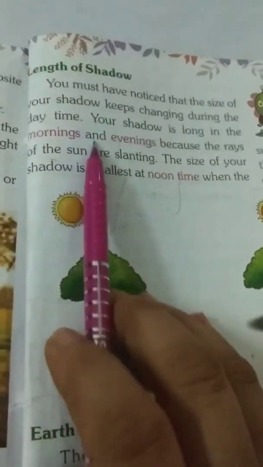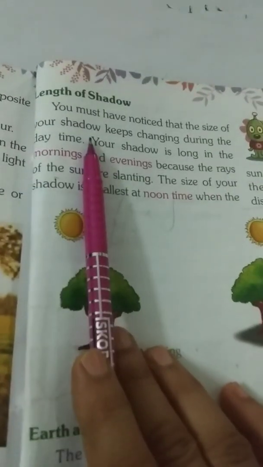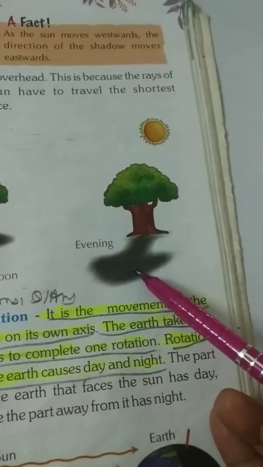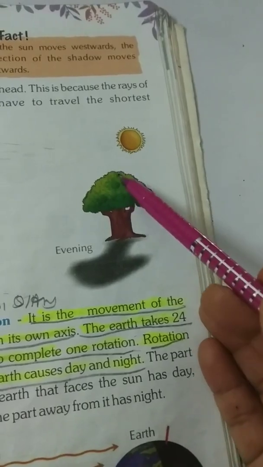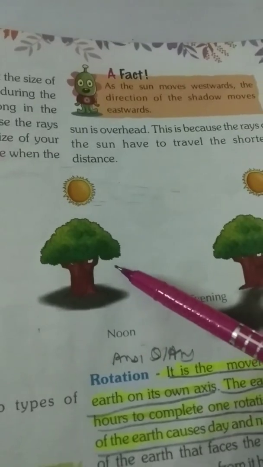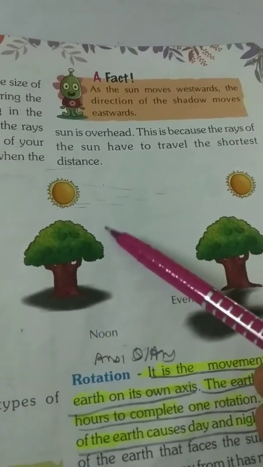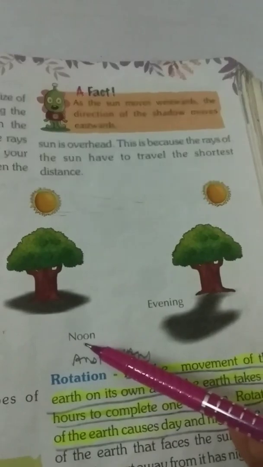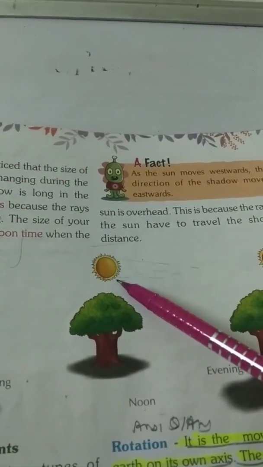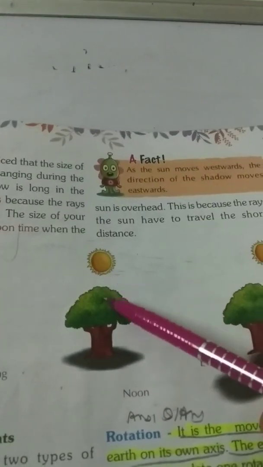Length of shadow. You must have noticed that the size of our shadow keeps changing during daytime. Your shadow is longer in the morning and in the evening because the rays of the sun are slanting. The size of our shadow is smaller at noon time when the sun is over the head. This is because the rays of the sun have to travel a shorter distance.